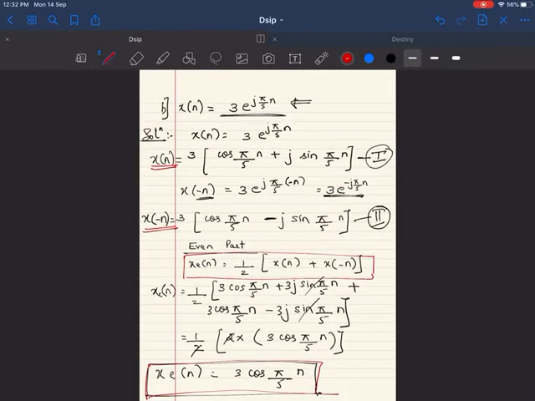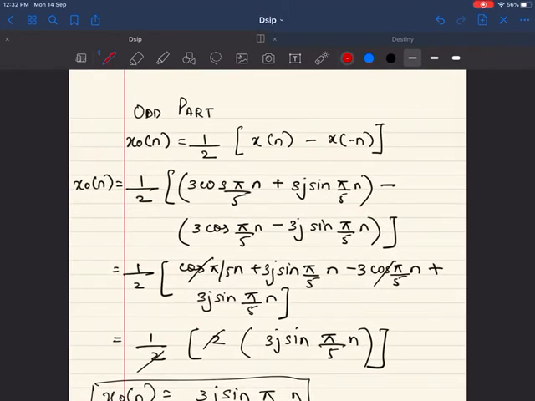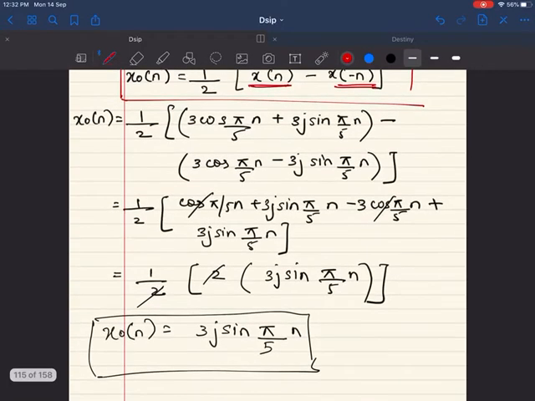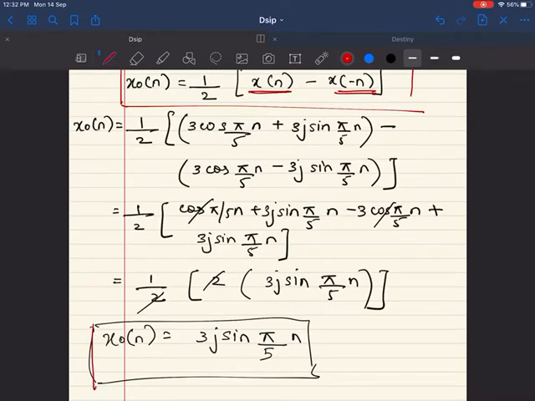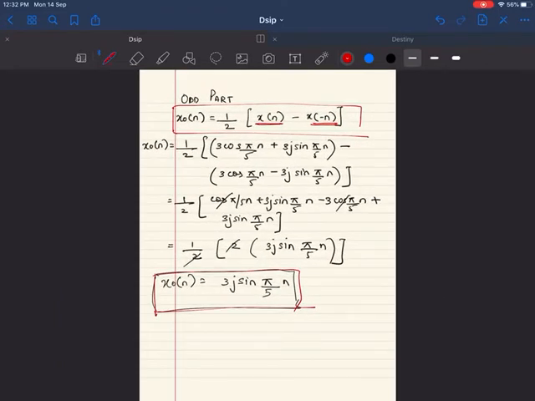Okay, similarly I have to find out xo of n, which is the odd part, and this is the formula for xo of n. Alright, xo of n, I simply substitute the value that I have in equation number 1 and equation number 2, which is x of n and x of minus n, and what is the answer that I get? I get this as the answer for my odd part of the signal, xo of n, which is nothing but 3j sin pi by phi n. So this is the second type of numerical that we can see in symmetric and anti-symmetric signals.